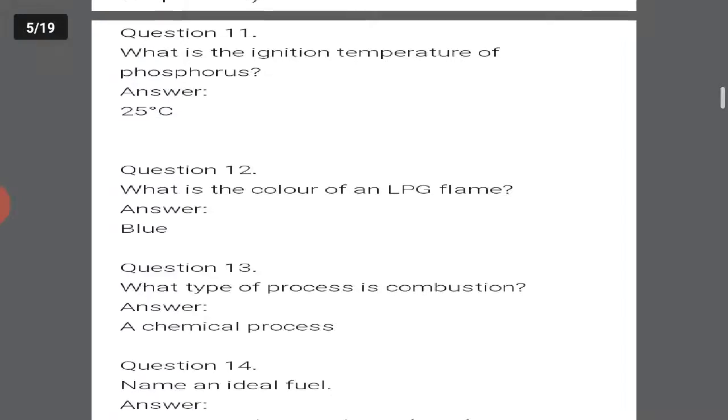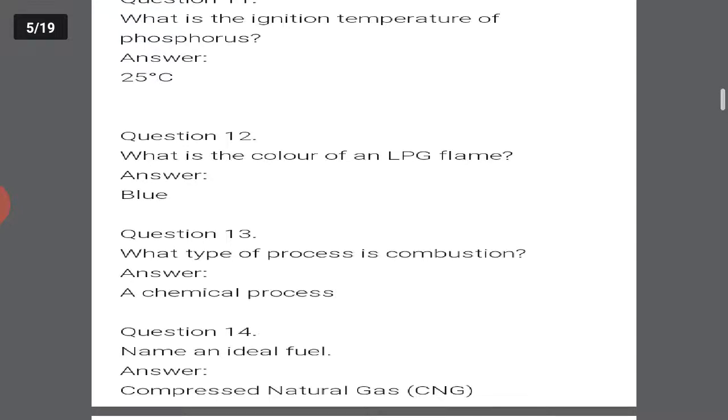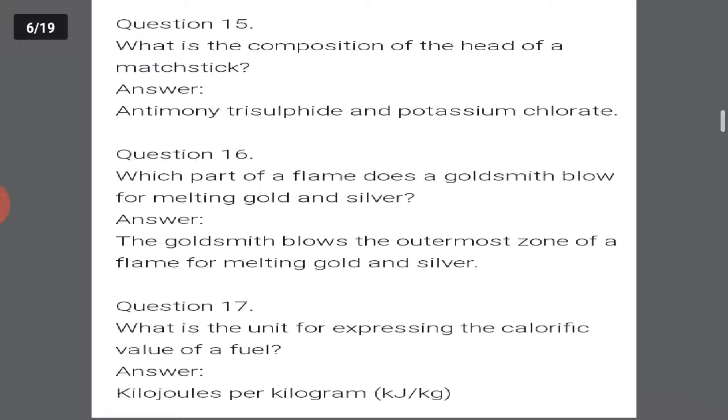Next is, what type of process is combustion? It's a chemical process. Okay, let's move further. You all know it's a chemical change. You have also studied in your junior classes about physical and chemical changes. So it will be a chemical process. Name an ideal fuel. We all know it's CNG, compressed natural gas.